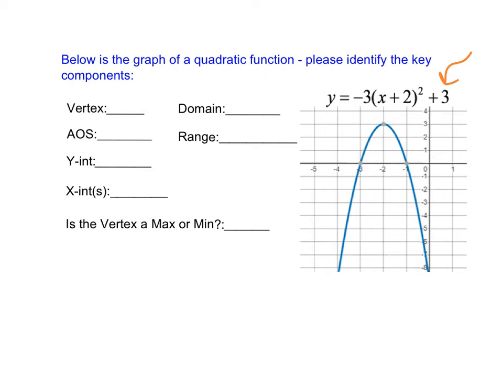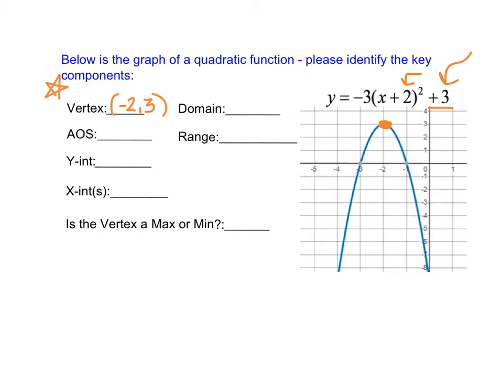So we need to identify all of this key information that we see here. The first thing I see is my vertex. I know that's the point where I change direction. So here I see that I have the point x is -2, y is 3, which matches what I expect in my equation: the opposite of what's being added in there with x, and then the k value on the outside.